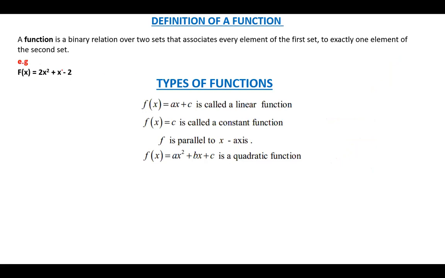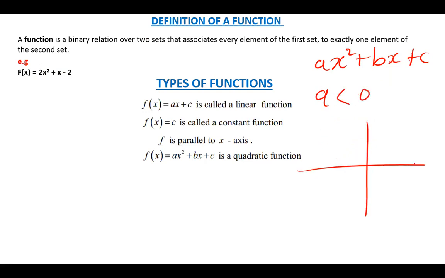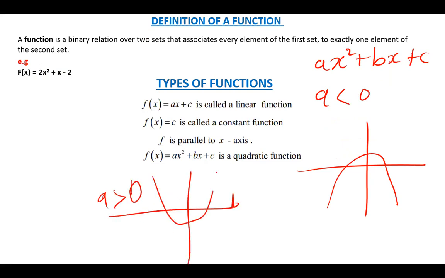So if the coefficient is negative, in other words, if the value of a in this expression is less than 0, it means that it's going to have a maximum value. So it will come out like that. But if the value of a is greater than 0, it means that when you sketch it, it's going to have a minimum value. That's what it means.